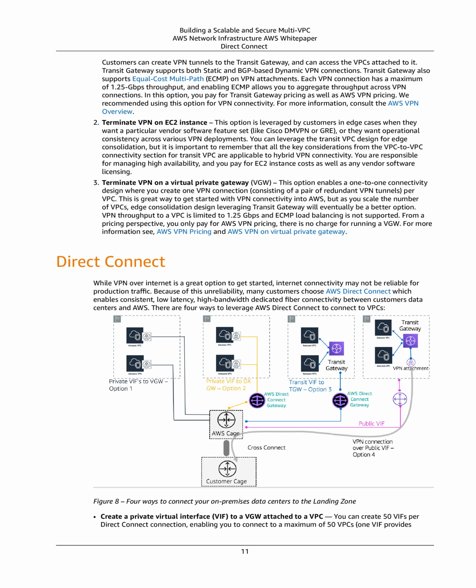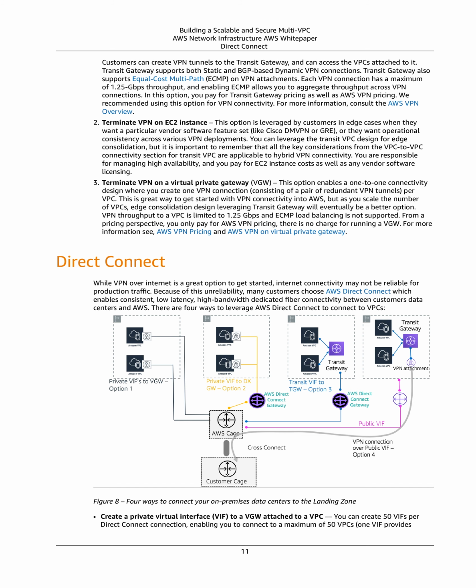Direct Connect. While VPN over Internet is a great option to get started, Internet connectivity may not be reliable for production traffic. Because of this unreliability, many customers choose AWS Direct Connect, which enables consistent, low latency, high bandwidth dedicated fiber connectivity between customers' data centers and AWS. There are 4 ways to leverage AWS Direct Connect to connect to VPCs.